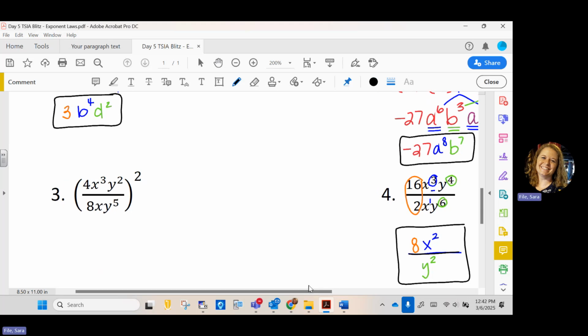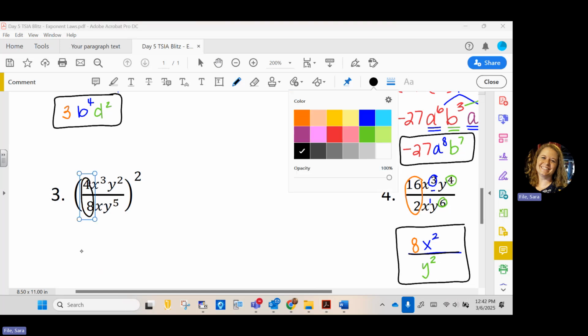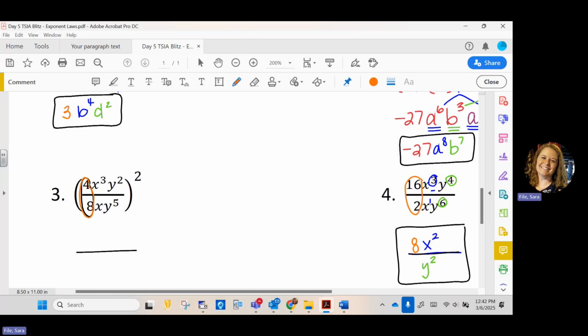Okay, let's take a look at number 3. Now before, I can do 2 things. I can do my dividing first and then distribute my power, or I can distribute my power to everything right now and then divide. I think it's probably better to divide first. We need to stay in that habit of simplifying in the parentheses first. So 4 over 8 is going to reduce, that's 1 over 2. So 4 divided by 8 is 1 over 2.